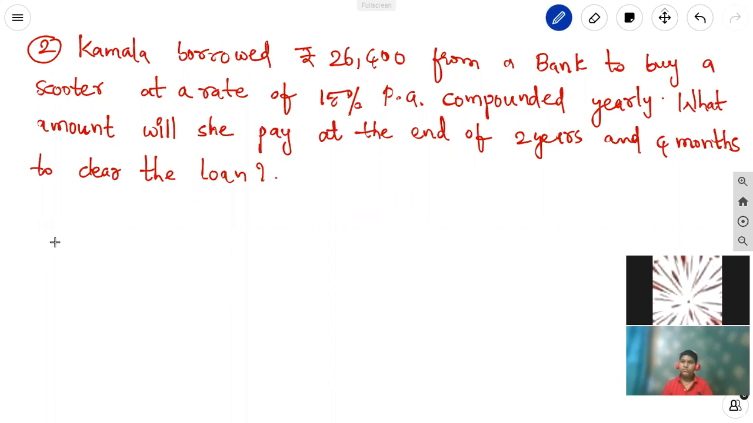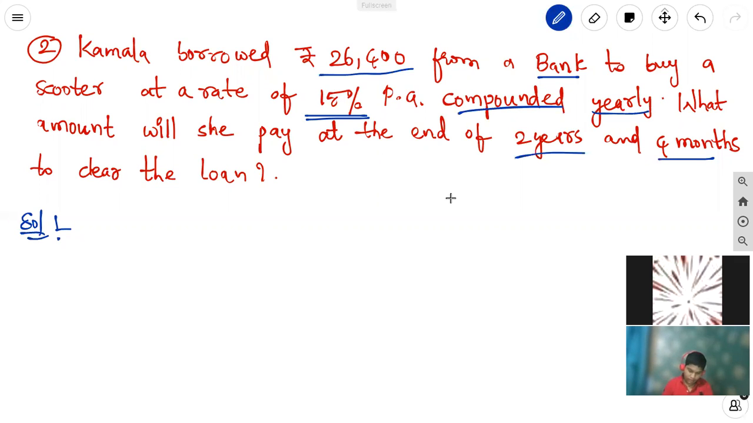The second question of exercise 8.3 of the Comparing Quantities chapter. Kamala borrowed 26,400 rupees from a bank to buy a scooter at a rate of 15% per annum compounded yearly. What amount will she pay at the end of 2 years 4 months to clear the loan?